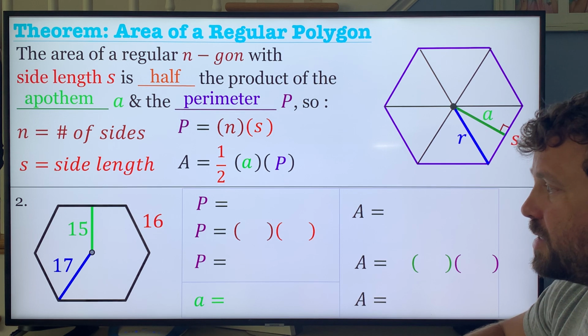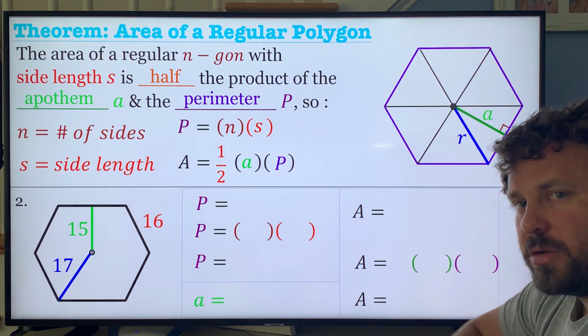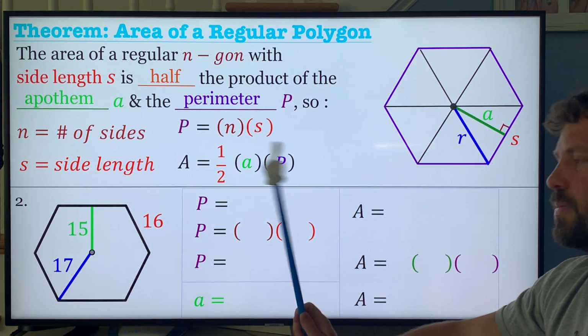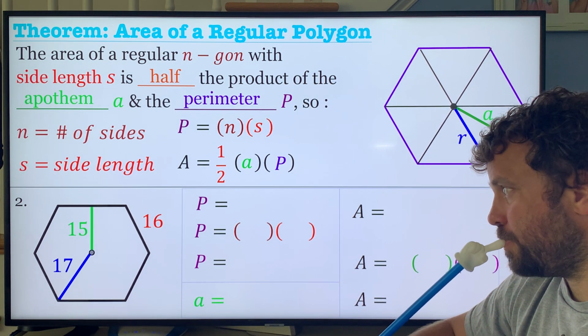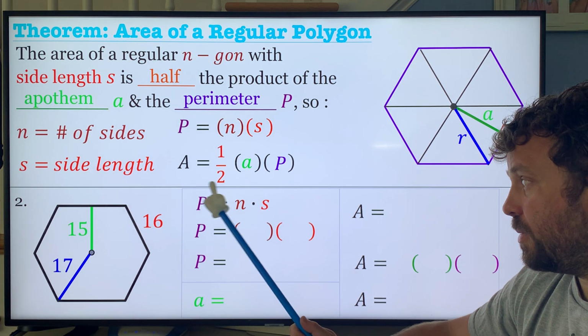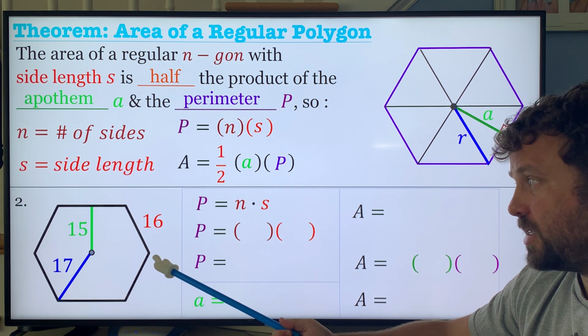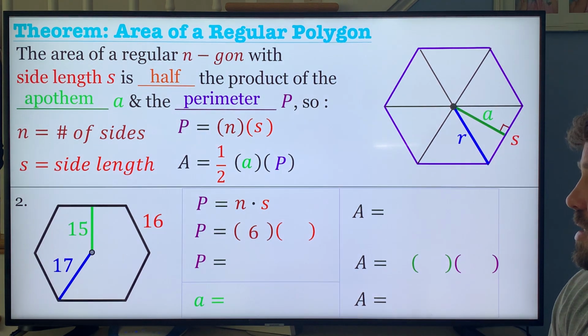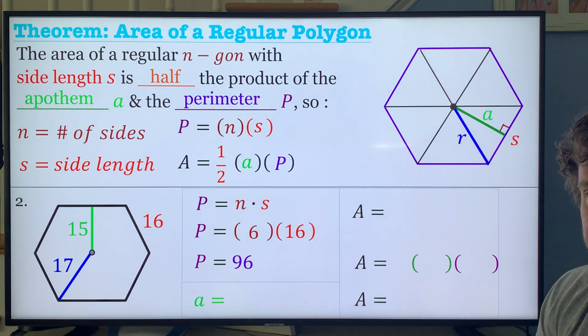Easy? Let's see. Problem number 2. Hardest part is distinguishing between the apothem and the radius. So, what is the perimeter of problem number 2? Hexagon, so it has 6 sides, right? So the number of sides times the side length. What's the side length here? Yell out your answers. 16. Good. So it's 6 times 16, which is 96.